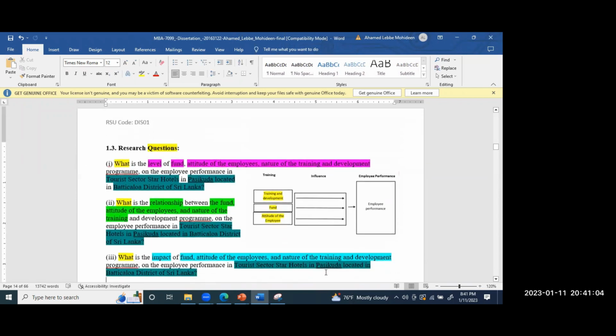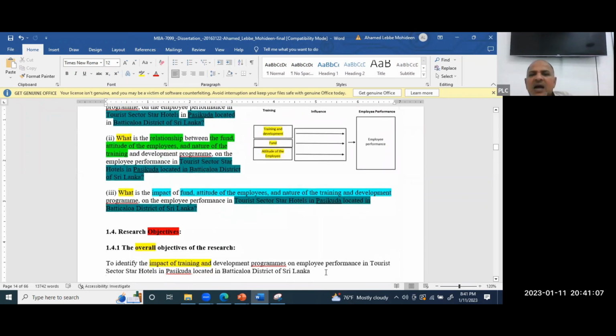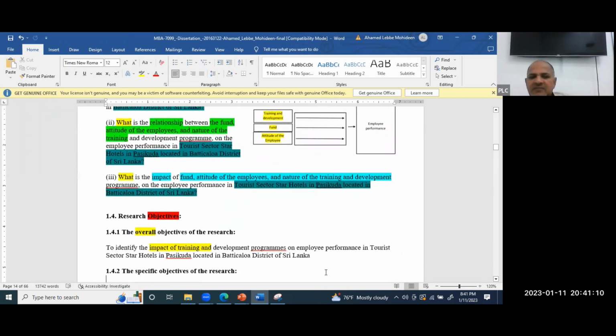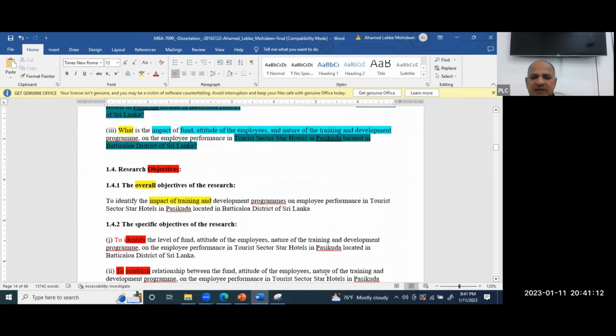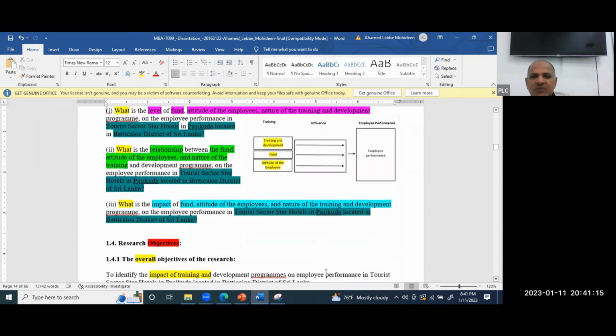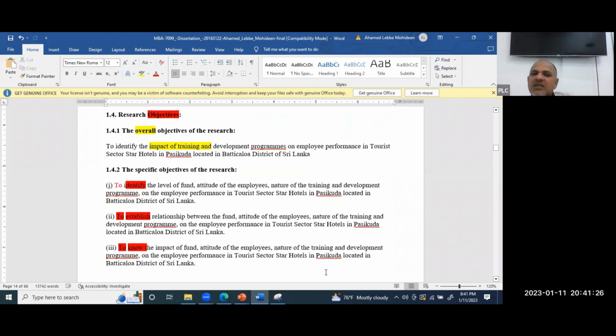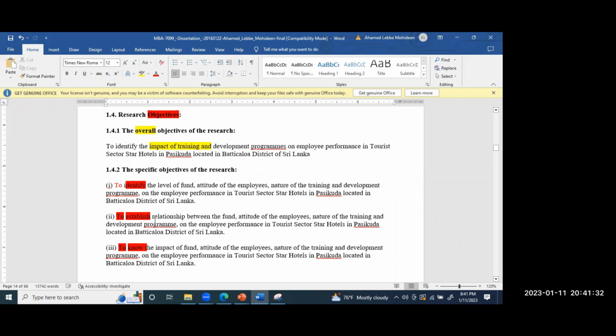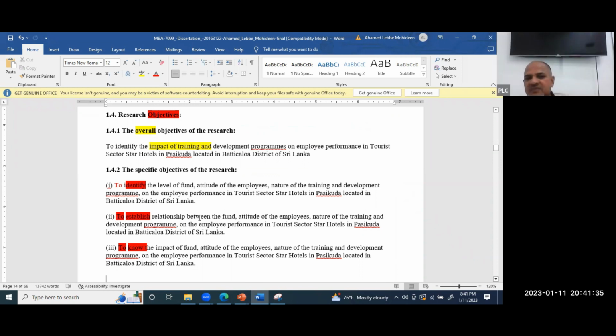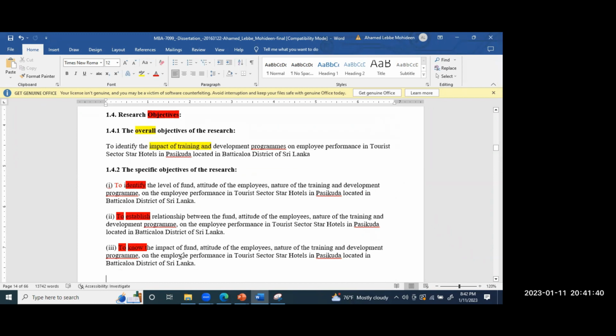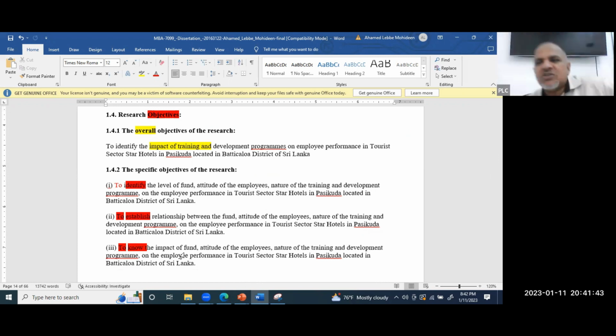Now I'm going to convert these research questions into objectives. I remove the "what" and I put "to identify." That's it. See, now I'm writing the research objectives. How to write the first one? To identify the level of fund. To establish the relationship. To know the impact. Objectives written. Do you know how to write your objectives now?